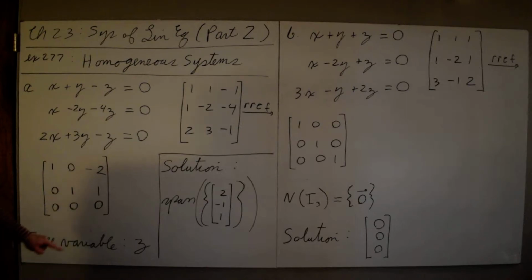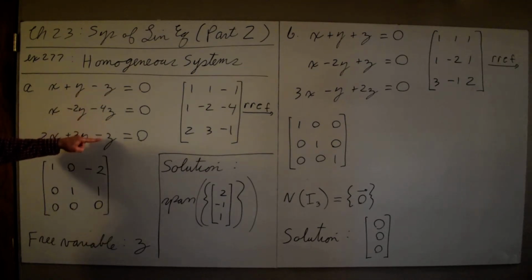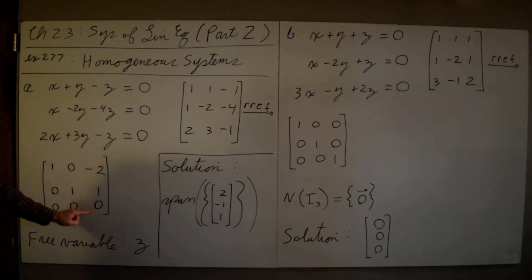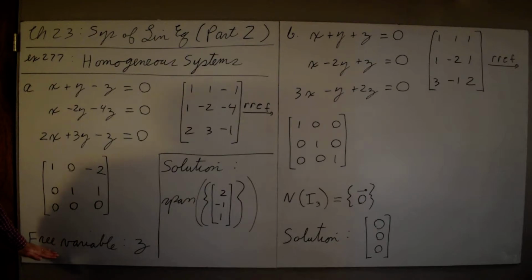We see that we have a free column. Our third column is a free column. The first two columns are pivot columns. So we have a free variable. Our free variable is z. It's the variable represented by the free column.